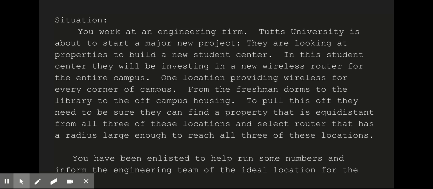So when they purchase a property to knock down and build this new student center, they want to make sure that that location is going to be able to get Wi-Fi to the freshman dorms, to the library, to the off-campus housing. So they need to find a property that's equidistant from all three of these locations, and then select the router with the radius large enough to reach all three of these locations. You're on the team that's going to look at what are the best properties for you to choose. All right, now I've obviously oversimplified this a lot, okay? But that's a general idea. If you were doing this, this is actually something you would have to do.